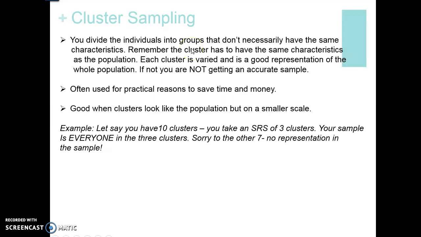With a cluster sample, you divide the individuals into groups. Now, with stratified random sampling, usually each group has similar characteristics. So maybe you have a group with red hair, brown hair, blonde hair, orange hair, black hair. And so your final sample is going to have individuals from each of those 10 different groups of different hair colors. But with a cluster sample, we divide the individuals into groups that don't necessarily have the same characteristics.